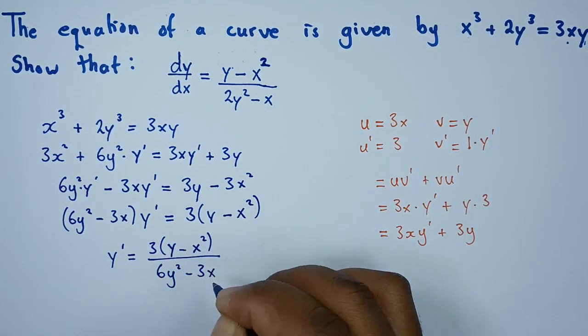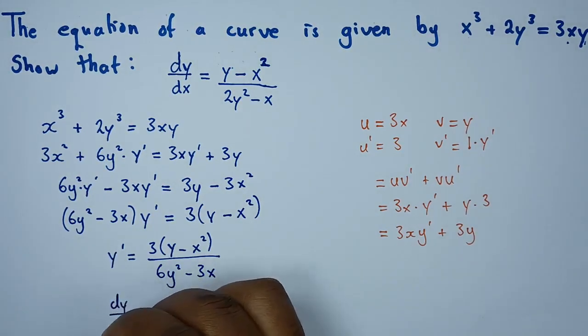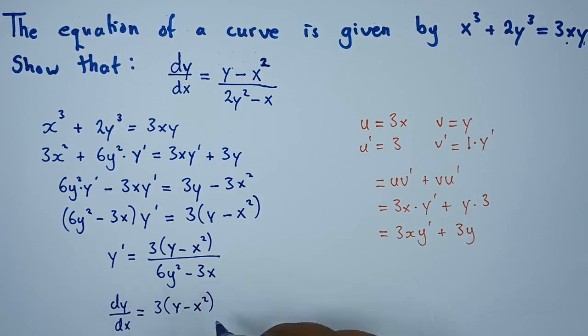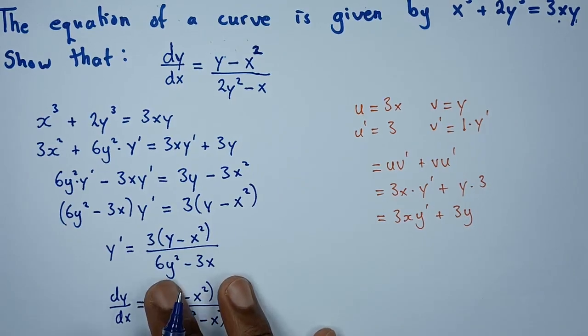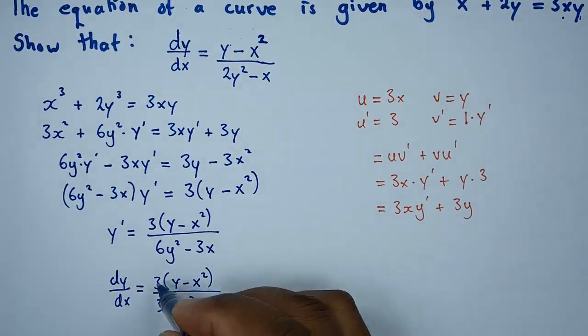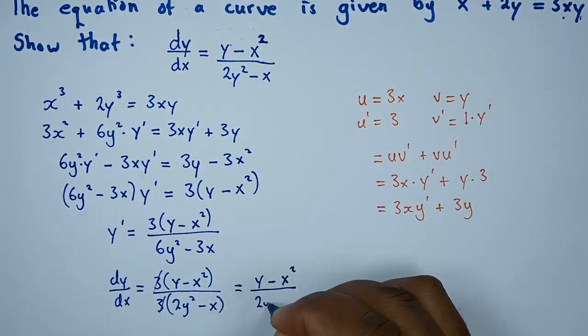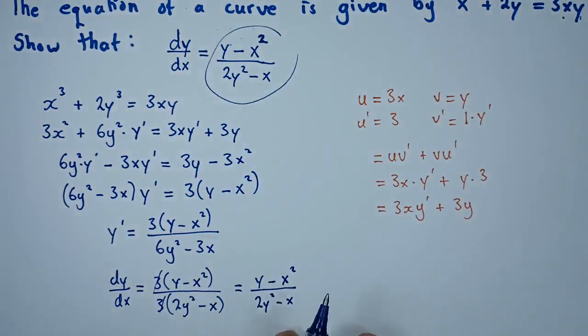Now, at this stage, we can also factor out 3 here because it's common. y prime, like I said, is the same as dy dx. So I can just write it like that. This is equal to 3, open bracket, y minus x squared, divided by, we factor out 3 in the denominator as well, so 3, open bracket, 2y squared minus x. Then the 3 can cancel out, meaning that this whole expression can just reduce to what we are supposed to find. If the 3 cancels out, this will just result in y minus x squared divided by 2y squared minus x, which is that expression. So just like that, we have shown that dy dx is given by this expression.